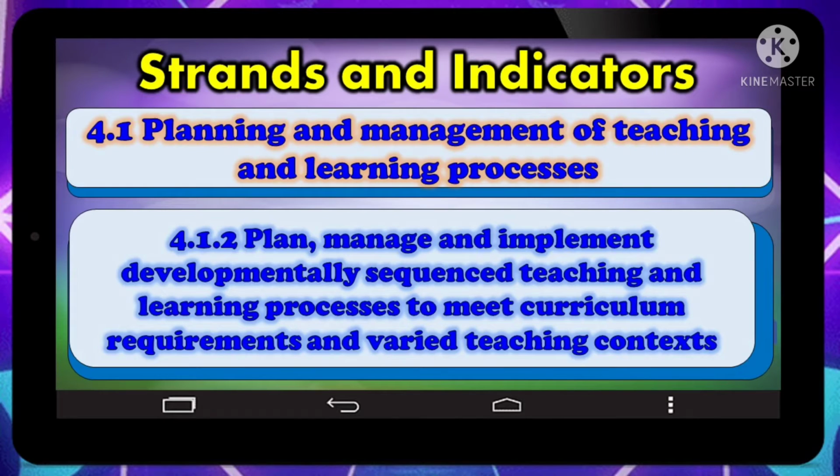Domain 4 includes 5 strands, and the indicators for the different career stages are cited. However, in our session, I will only limit the indicators for the proficient teachers. The first strand under Domain 4 is 4.1, Planning and Management of Teaching and Learning Processes. And the indicator under this is 4.1.2, Plan, manage, and implement developmentally sequenced teaching and learning processes to meet curriculum requirements and varied teaching contexts.